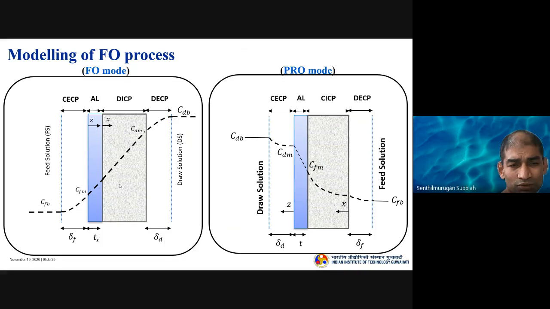So here also, in a similar way, more detail is given on how the concentration is going to vary, and how you can capture this in the model. For example, this is what we call FO mode. So what is FO mode? It is where the feed solution is facing the active layer. In cases where the feed is more contaminated, it can foul the other side, which is the support layer. For that, we use the feed solution facing the support layer.